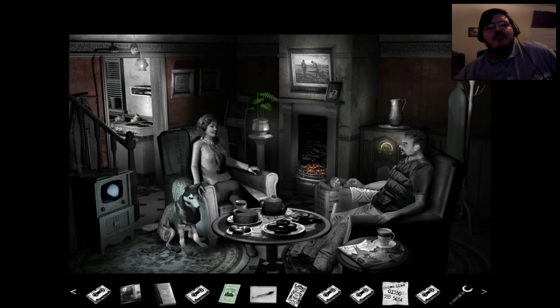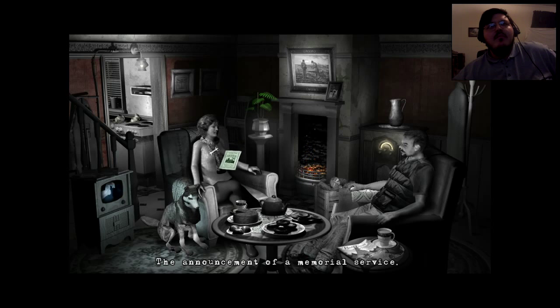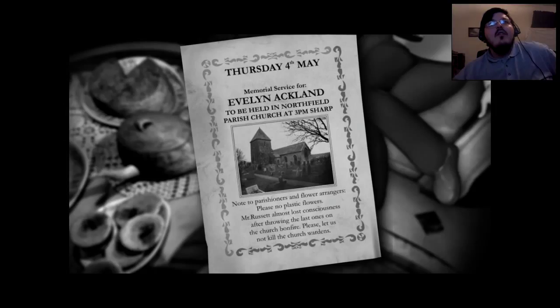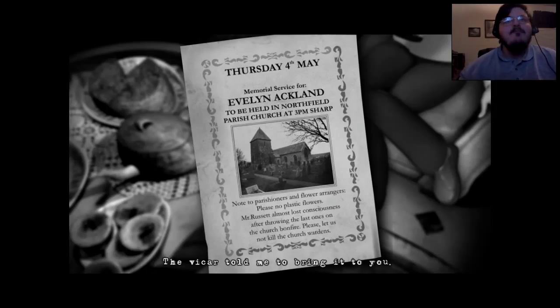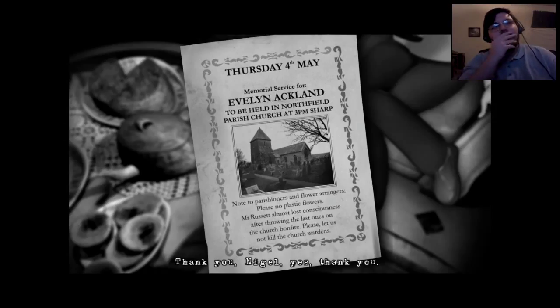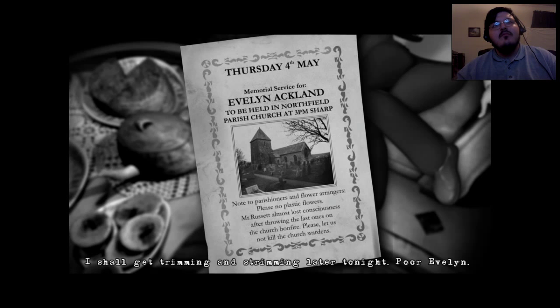Mm-hmm. The announcement of a memorial service. This from Northfield Church. Oh, she knows who that is. Oh, okay. Goodness. Funeral service? And so soon? The vicar told me to bring it to you. Vicar? Oh, that's right. That was quick. Oh, thank you, Nigel. Yes, thank you. I shall get trimming and strimming later tonight. Poor evening.